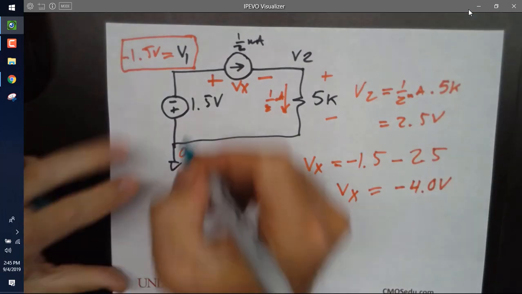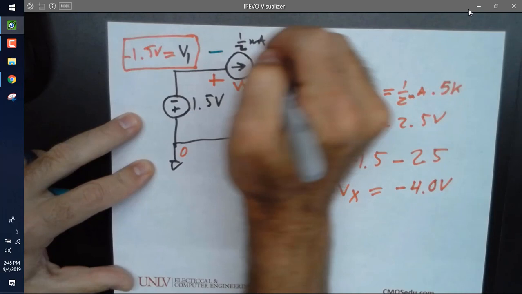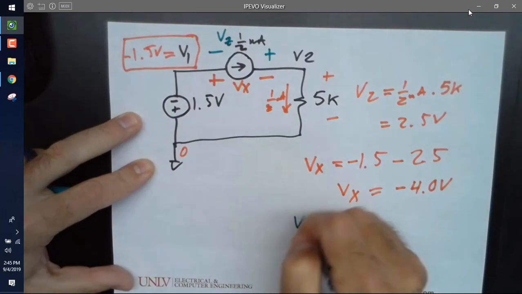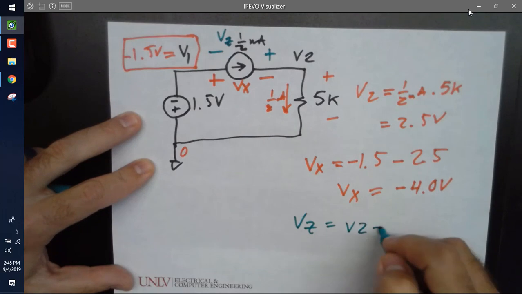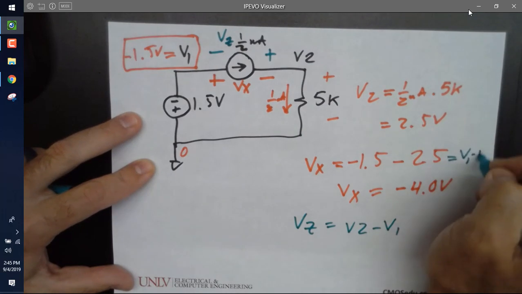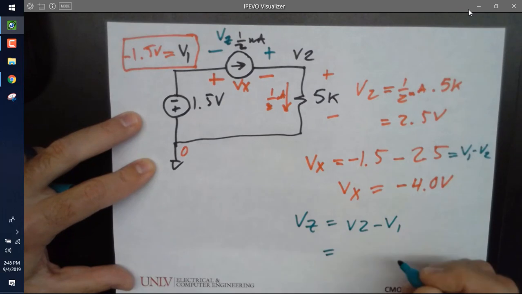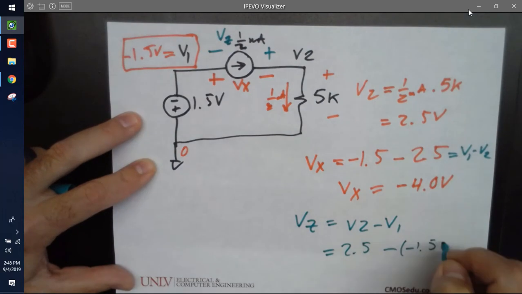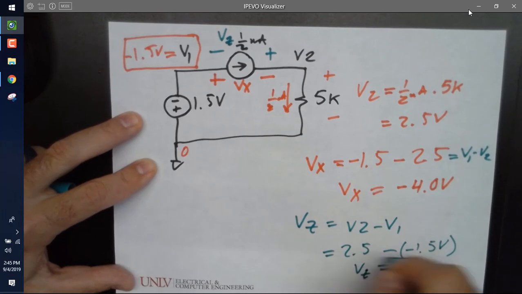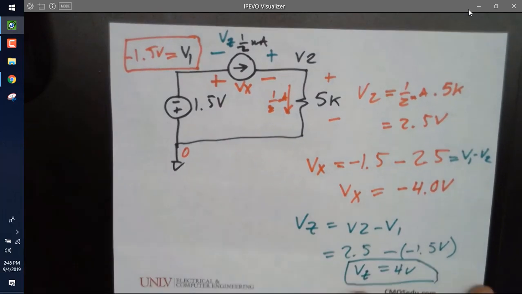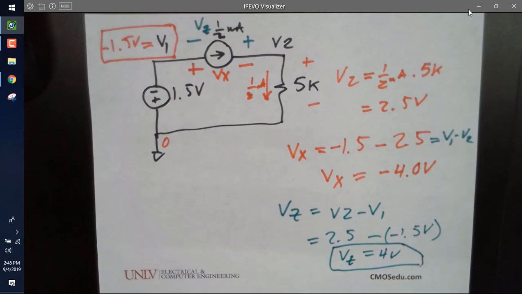Okay, what if I write minus plus Vz? And I say, what is Vz? It would be V2 minus V1. This was V1 minus V2. And that's equal to V2, which is 2.5, minus V1, which is minus 1.5, or 4 volts. Any questions on that one? Easy?